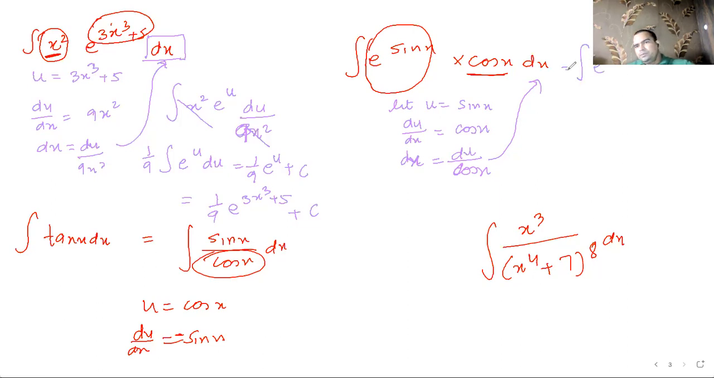So e to the power u times cos x times du over cos x. So this cancels. So e to the power u du, and now what we get is integration of e to the power u once again is e to the power u plus c, which means that integration of this is e to the power sine x plus c.